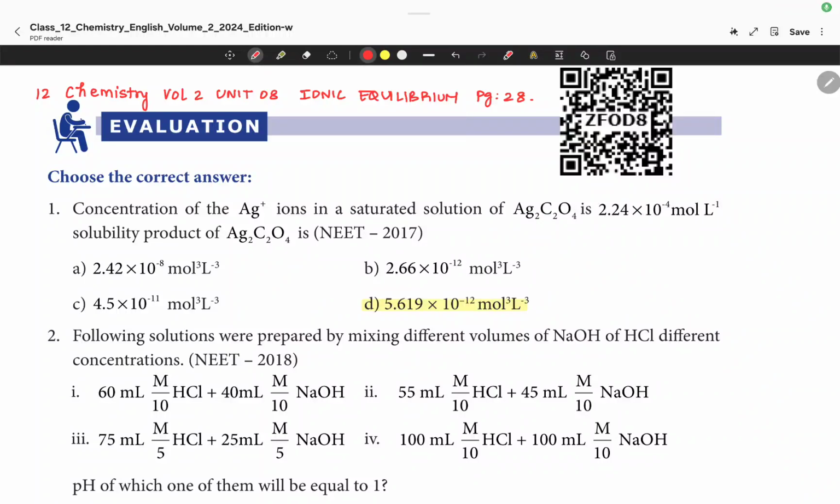Chemistry Volume 2 Unit 8 Ionic Equilibrium. Concentration of the Ag plus ions in a saturated solution of Ag2C2O4 is 2.24 × 10 power minus 4 mole per liter. Solubility product of Ag2C2O4 is 5.619 × 10 power minus 12 mole cube per liter cube.